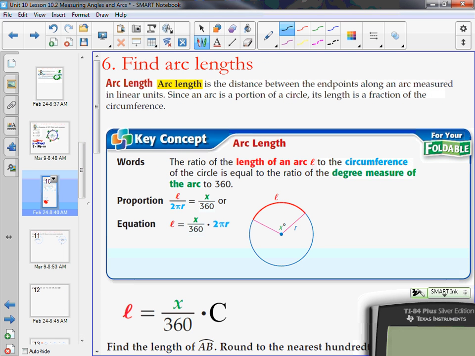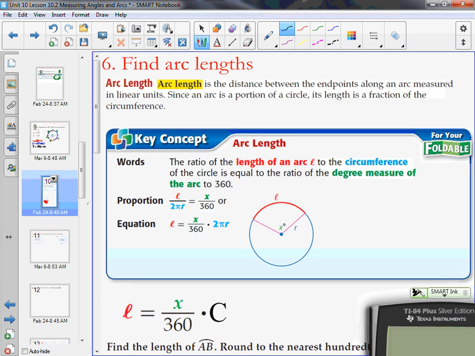Arc length. Now, you got to pay attention to me here. This can be really easy. It can also be hard if you don't pay attention or don't think about this. Arc length is the distance between the endpoints along an arc measured in linear units. It's as if we could take scissors and cut the circle at the endpoints of the arc, stretch the arc out straight, and lay it down on a ruler. That's what arc length is. It's not the same thing as the measure, which is confusing, right?